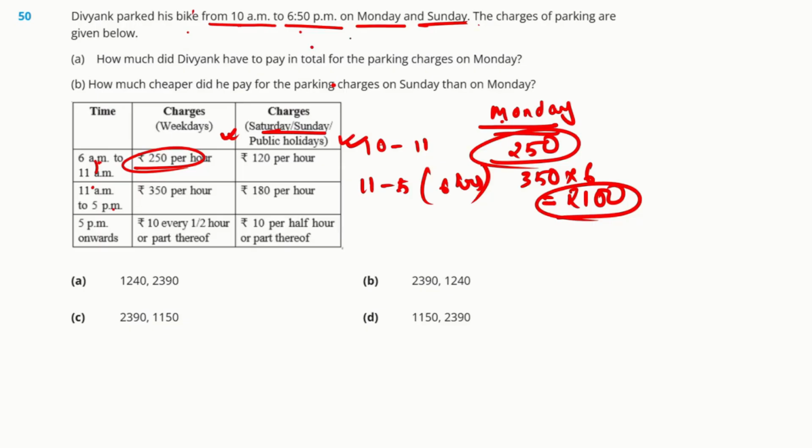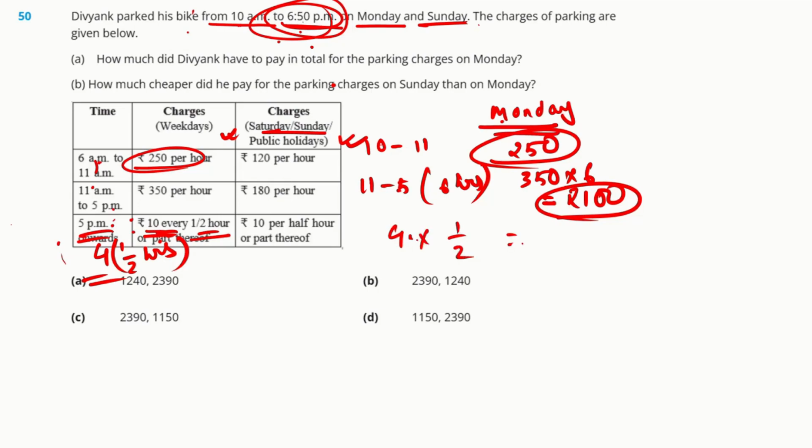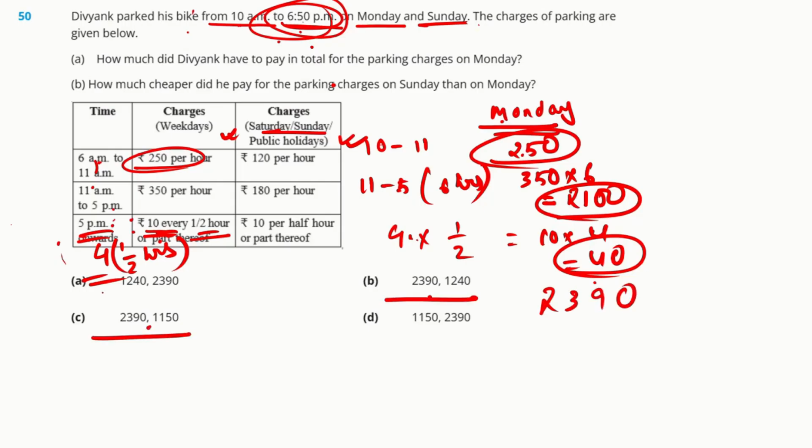And for the last hour, from 5 o'clock to 6:50, it is 10 rupees per half an hour. So 5 to 5:30, then 6, then 6:30, then 6:30 to 6:50. We have 4 half an hours over here. So 10 into 4, 40 rupees. So 2100 plus 250 plus 40, that's 2390 rupees. We have 2 possible options, B and C.